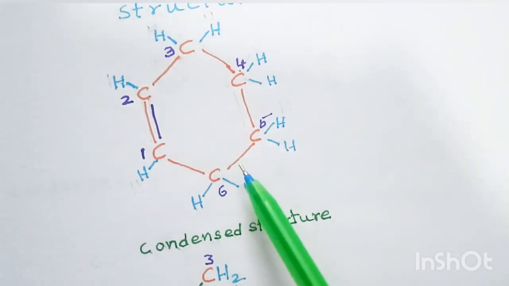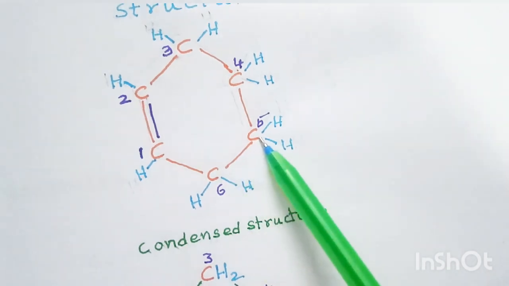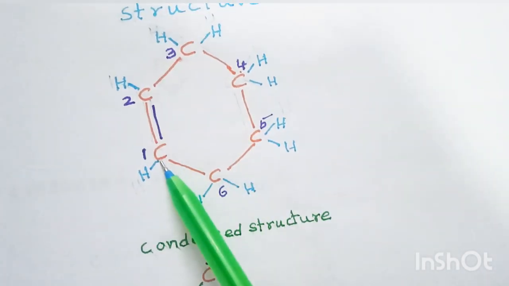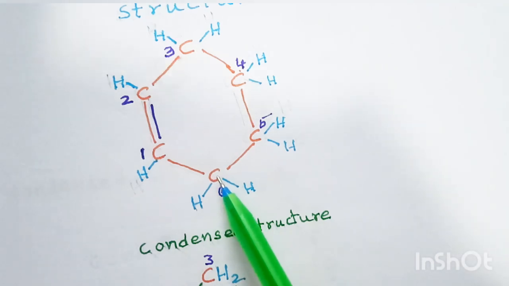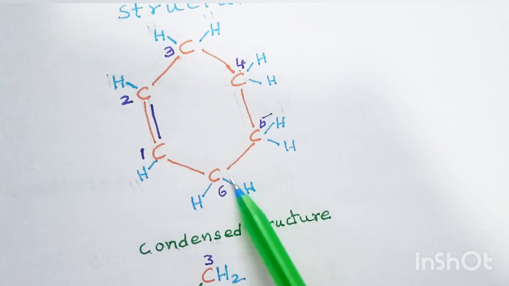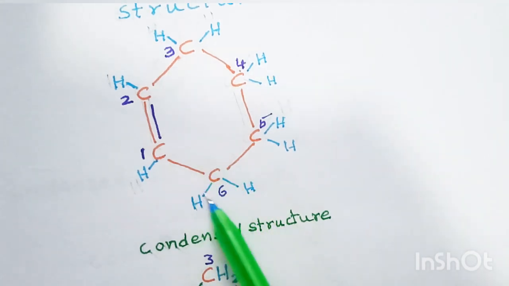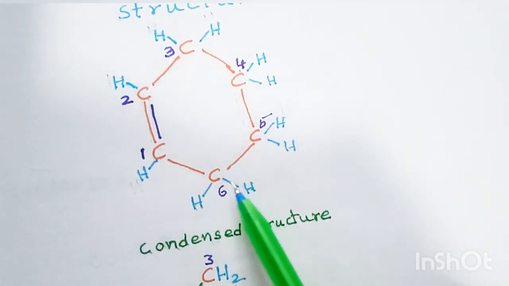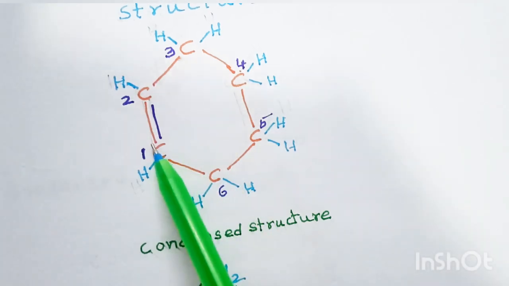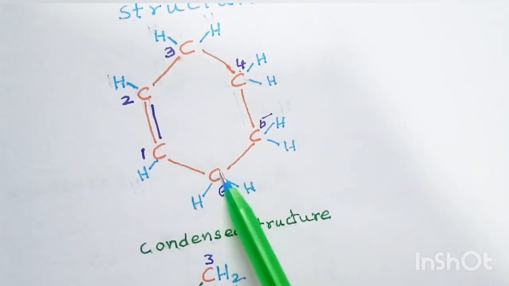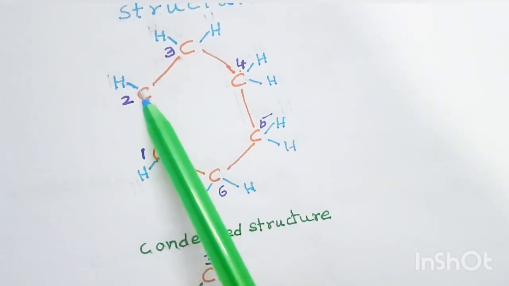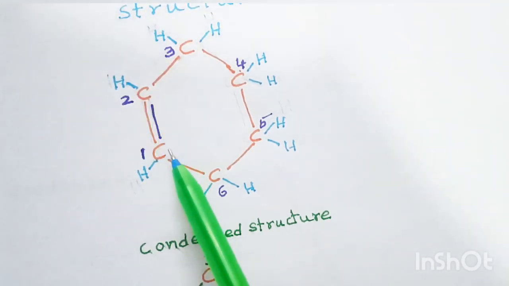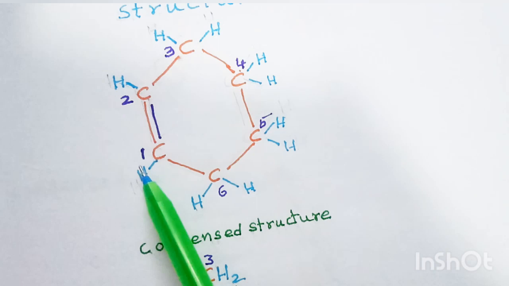Sixth carbon is having a single bond with fifth carbon and a single bond with first carbon. So it needs 2 more bonds. 2 more bonds are formed by 2 hydrogen atoms. So it gets 4 bonds. So it becomes stable. First carbon is having a single bond with sixth carbon and a double bond with second carbon. So it has 3 bonds. It needs 1 more bond. So 1 more bond is formed by the hydrogen atom.